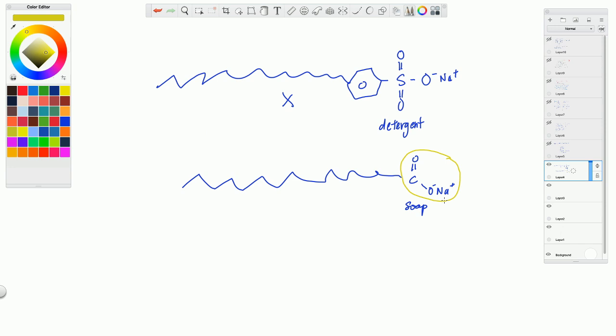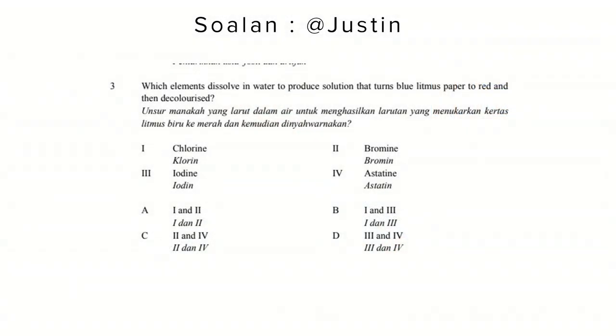Okay, so can I have the next question, please? Which elements dissolve in water to produce solutions that turn blue litmus paper to red and then decolorize? Oh, you don't even need to think, it's just chlorine. Okay, so chlorine is a bleach. So 1. And bromine can also be used. Okay, iodine not really. So the answer is A, 1 and 2. Bromine and chlorine. Because astatine and iodine, they are too heavy already.